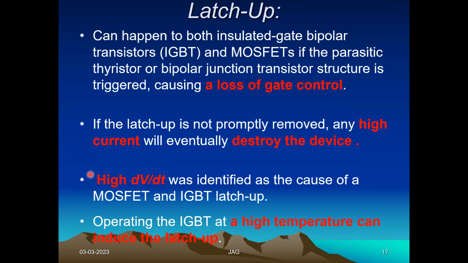So if there is a change from 0 volt to 1000 volt or 100 volt in 1 nanosecond, what will be the dV by dt? 10 to the power of 11, or 0.1 into 10 to the power of 10, I mean 10 to the power of 12. Such a huge dV by dt is across a small capacitor itself. What is C into dV by dt? C into dV by dt is I, the current through the capacitance.